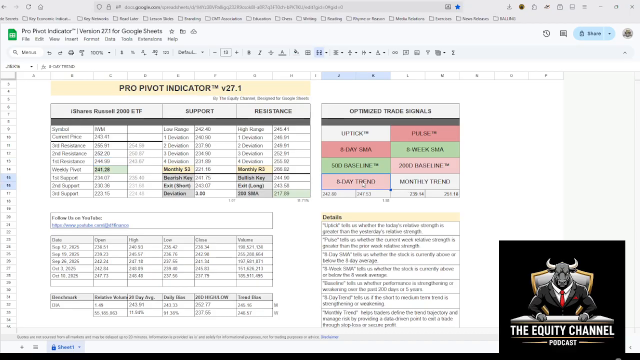Your 8-day trend and your monthly trend have colors that show up that let you know whether or not you're approaching the 8-day high and low or the monthly high and low. And when they light up, it lets you know that you're within range. So until these letters here become bold, until these words become bold, you have not had a breakout yet. You're still in a range.